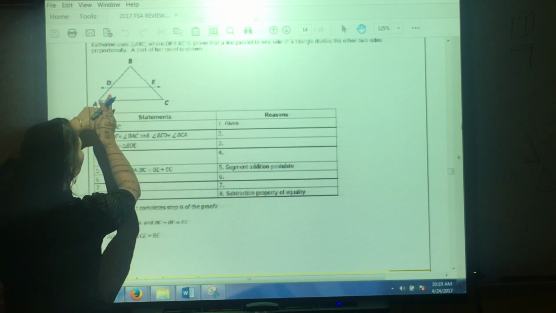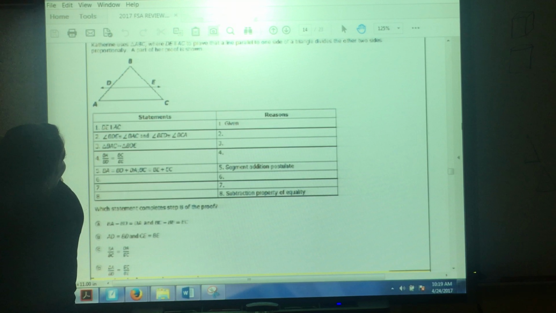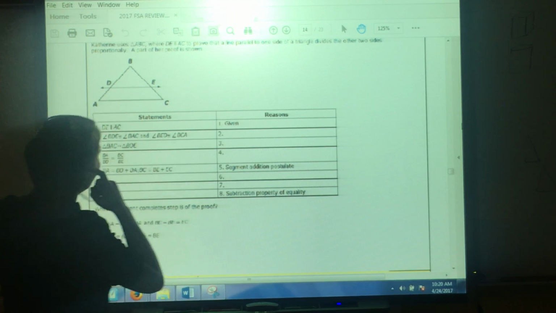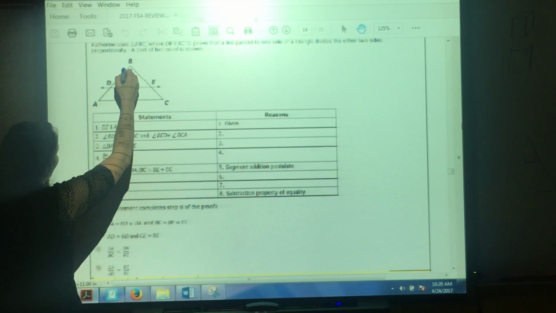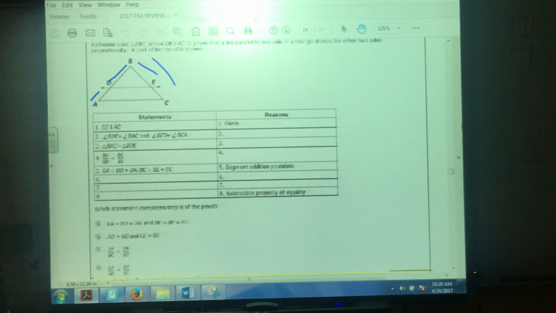Okay, where DE is parallel to AC, to prove that a line parallel to one side of a triangle divides the other two sides proportionally. So it wants to show that it's going to divide the other two sides proportionally. How can I show this to you? So it's going to be this over this is equal to this over this. Our answer here is D. Step A to the proof.